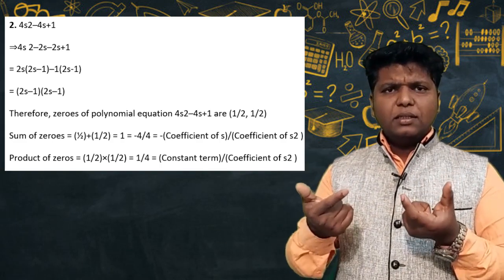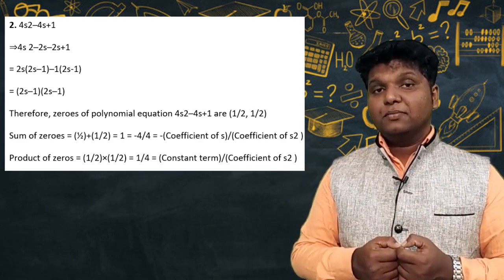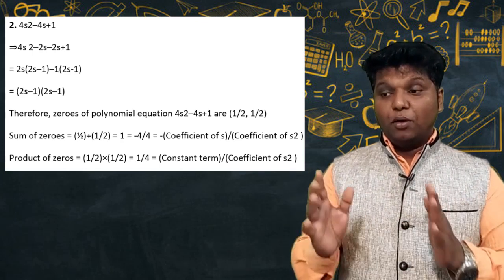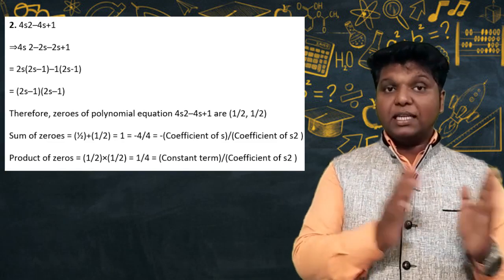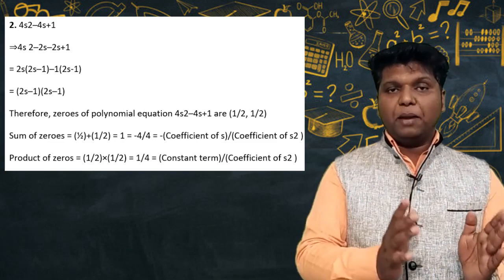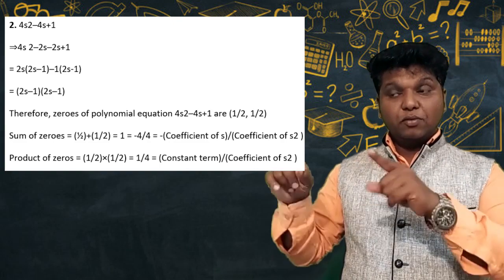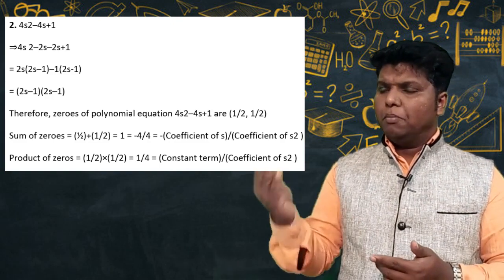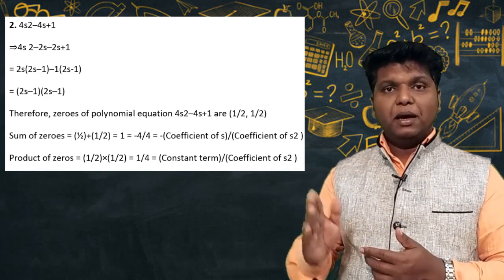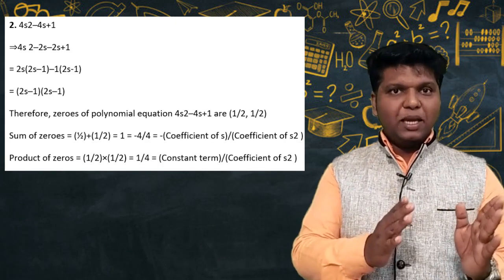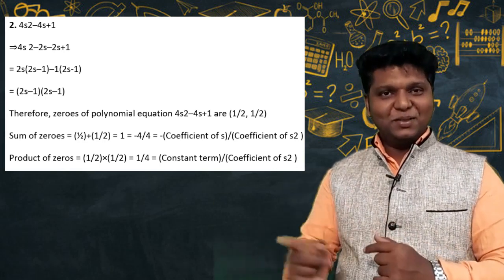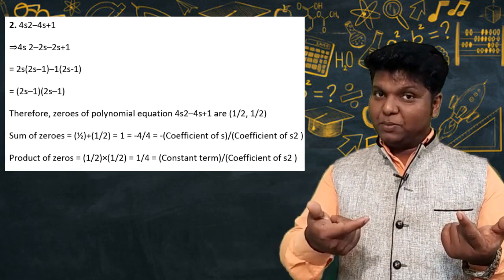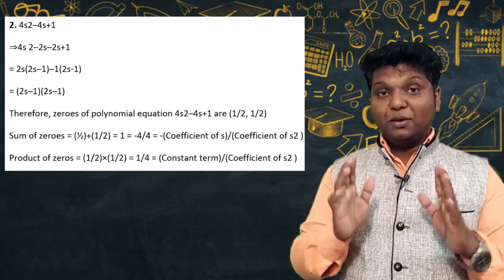Now check out the terms within these brackets. They're exactly the same, right? So take it out. Now 2s minus 1 is the common term. So bring it out, 2s minus 1 within one bracket. The rest of the terms will be in the other bracket. What are the rest of the other terms? It is 2s from the first term minus 1 from the second term. So 2s minus 1 into 2s minus 1 is equal to 0. That means either this 2s minus 1 will be 0 or this 2s minus 1 will be 0. Both of them are the same, right?